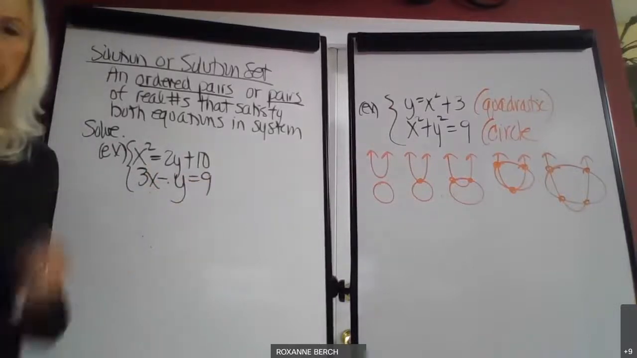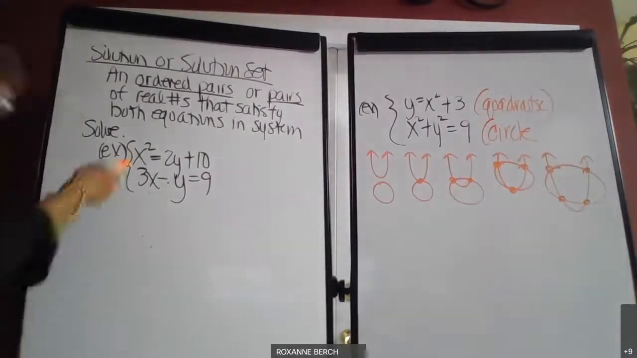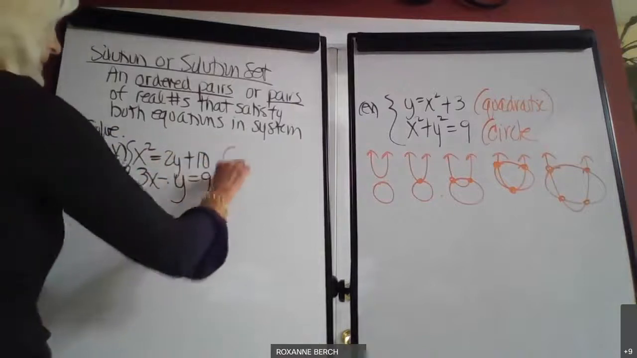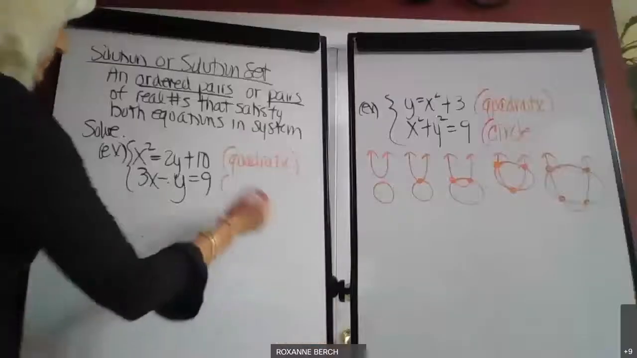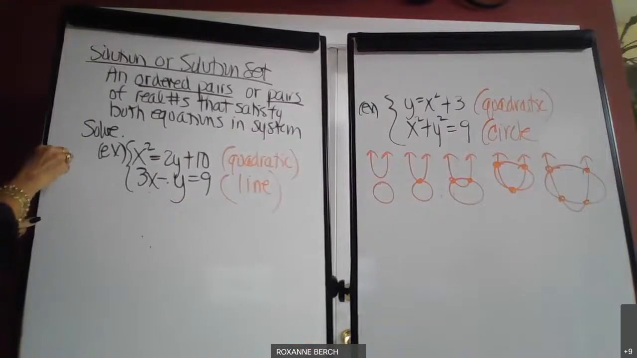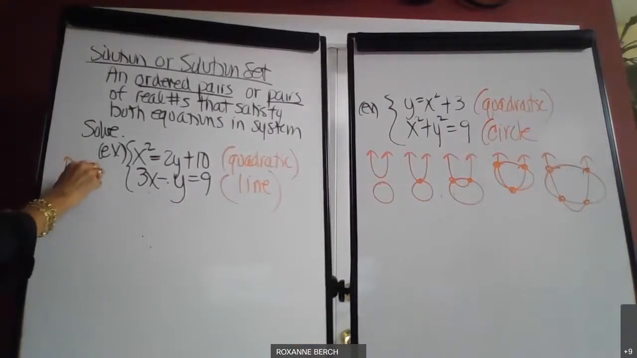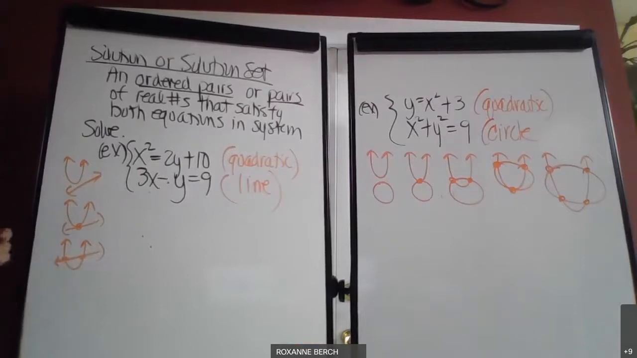All right, here's my recommendation. Get an idea about what you have. So what do you have here? What's the first one? A quadratic. What's the second one? A line. So here we go. What can a quadratic and a line do? Well, a quadratic can miss the line, no solutions. A quadratic and a line could cross once, one solution. A quadratic and a line could cross twice, two solutions.